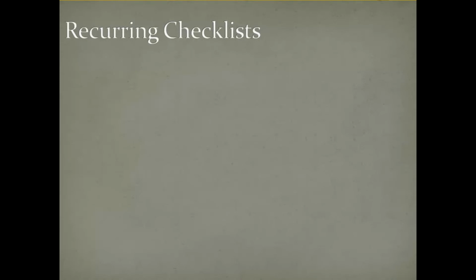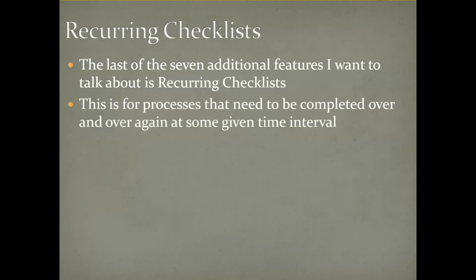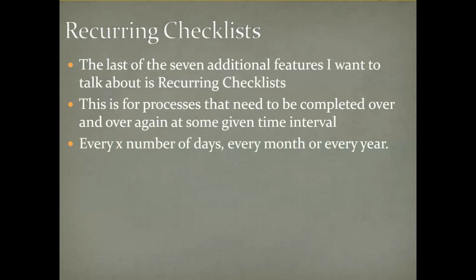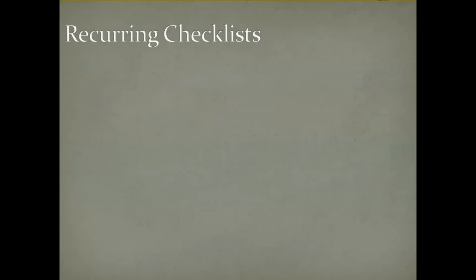Next, I want to talk about recurring checklists. This is the last of the 7 features I want to talk about. This is for processes that need to be completed over and over again at some given time interval. So whether that's every X number of days, every month, or every year, the application can copy checklists for you automatically at whatever time interval you specify.